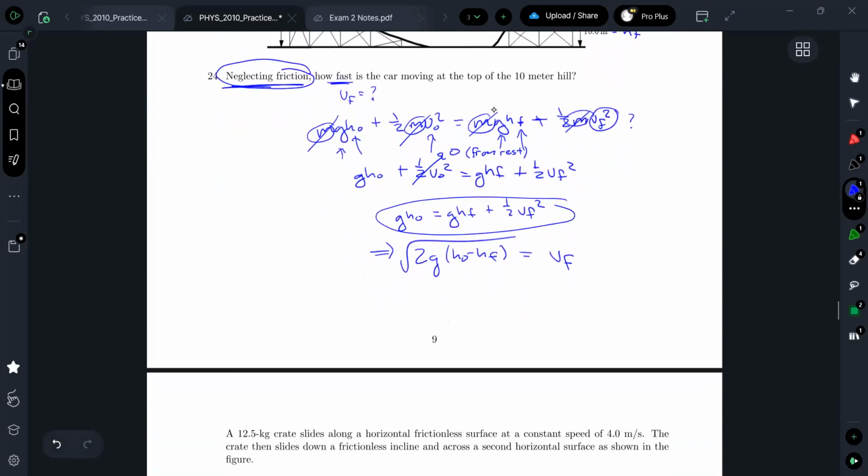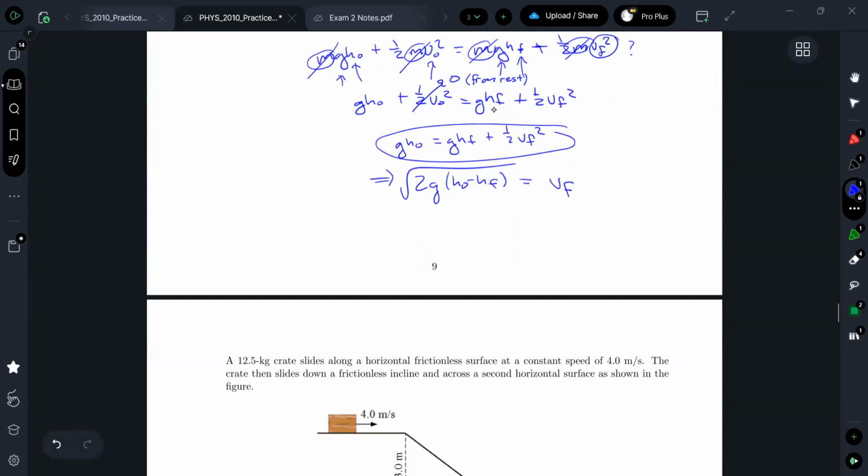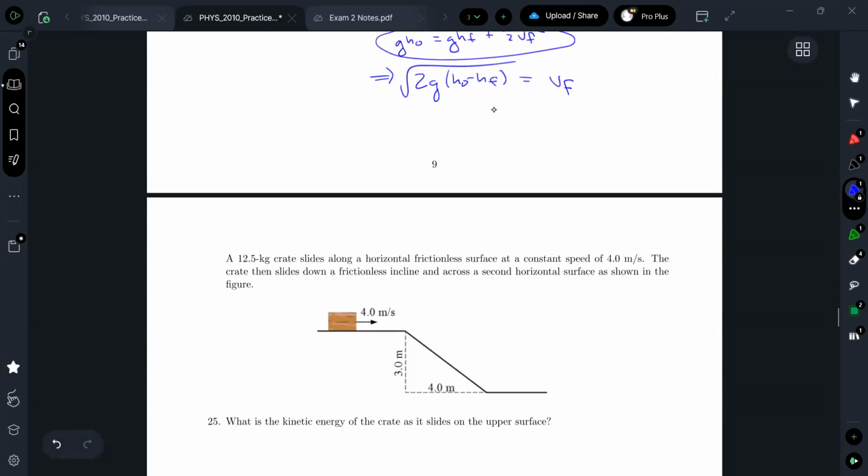If you got this far and then you got lost in the algebra, that would be 9 out of 10 points or 8 out of 10 or something very close to full credit. Okay, let's see. 36 or 38.